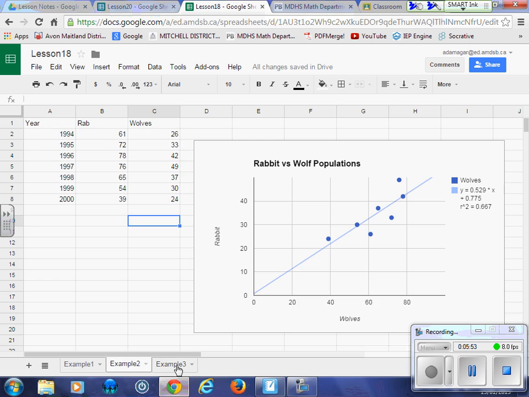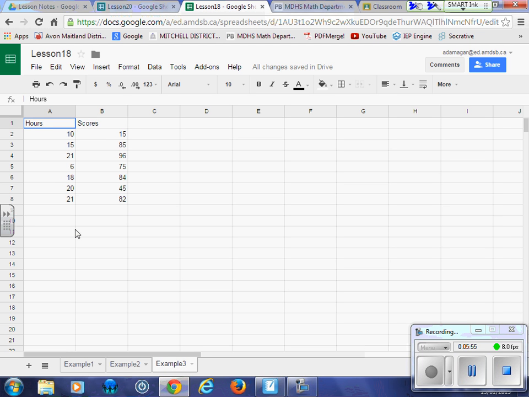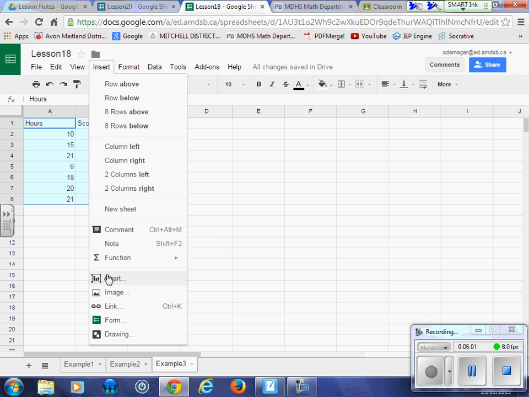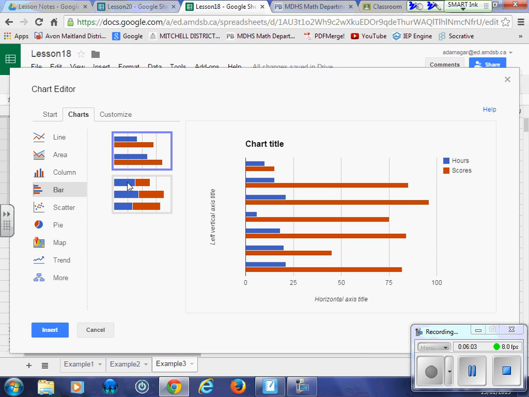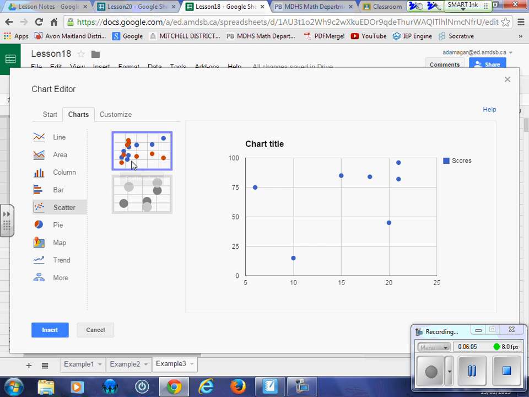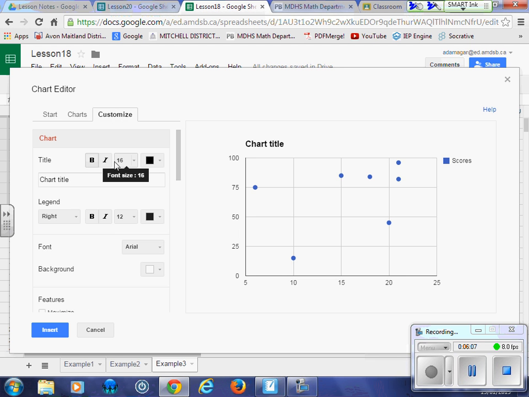So again, I've got that third example prepped and ready to go. So if you go to example 3, highlight the data that we're interested in. We want to insert a chart again, more, scatter, scatter, customize. All right, so hours practicing versus score.